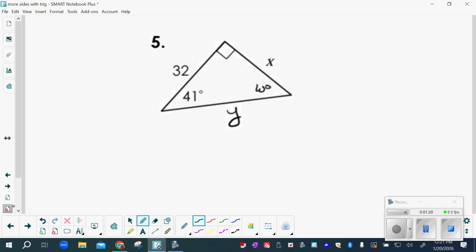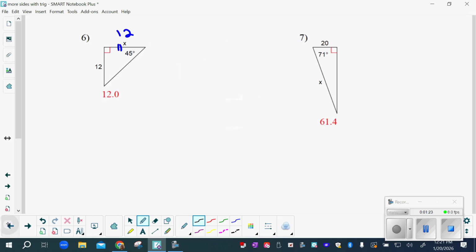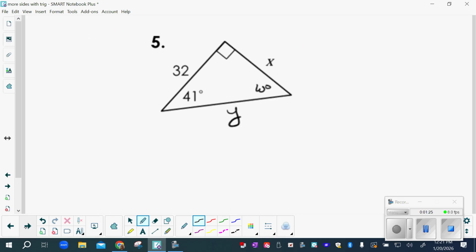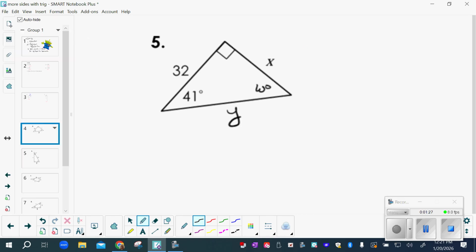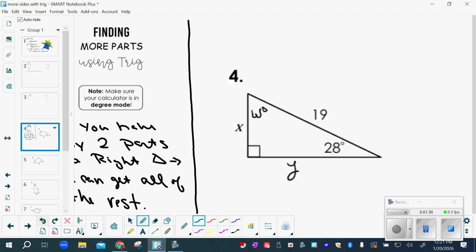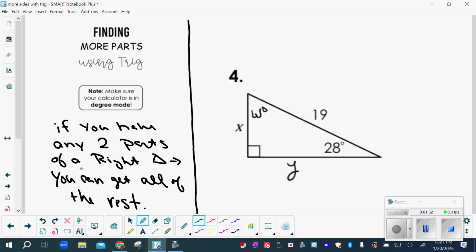Oh, my Lord. Why did it do that? Come back. Like it really genuinely disappeared. There it is. Why did it do that?